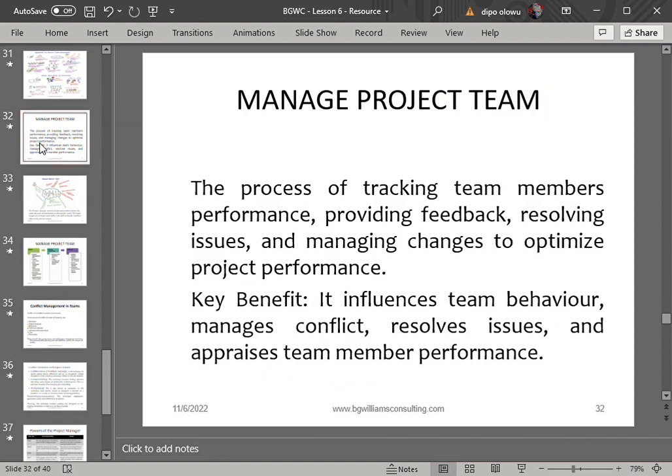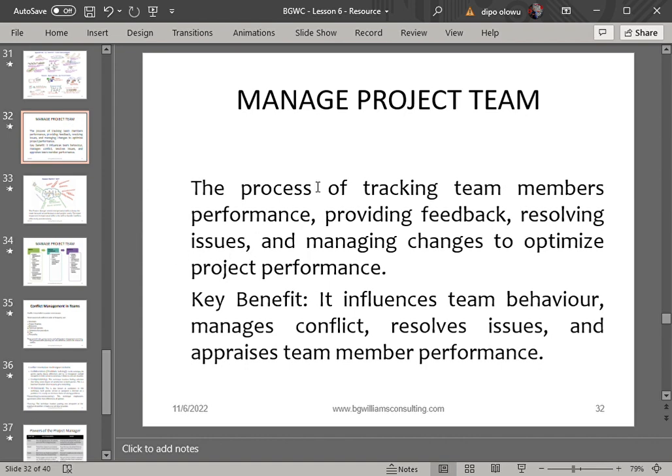Now, let's assume that we have our team working effectively because we have been able to develop them. But you must also know that while you are developing your team, you must put at the back of your mind what we refer to as manage project team. Who does the management of the project team? Take note, it is the responsibility of the project manager.